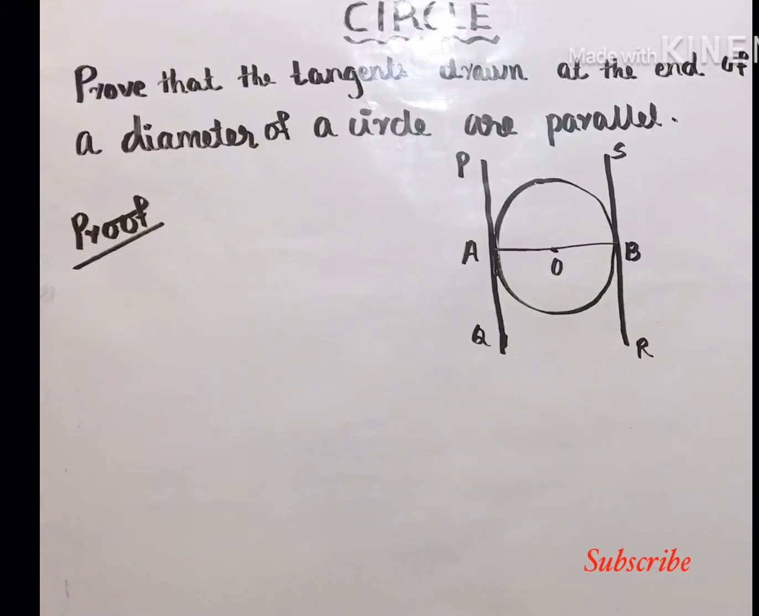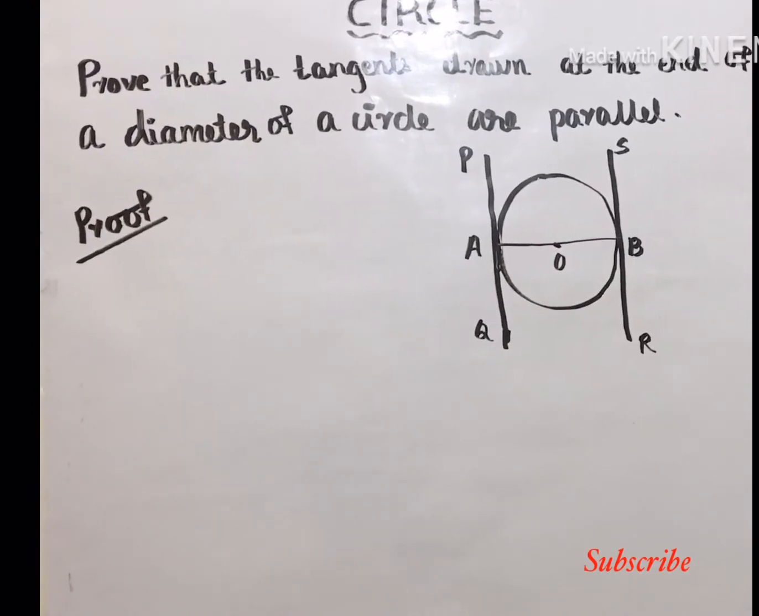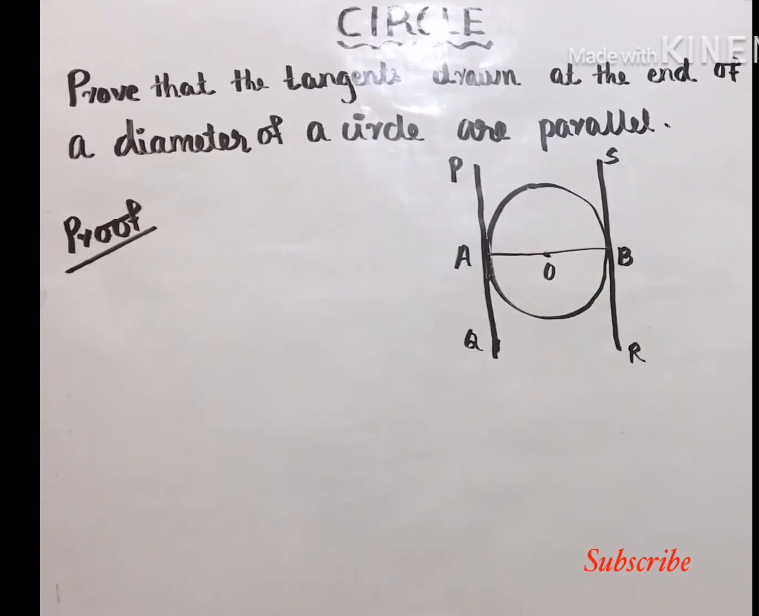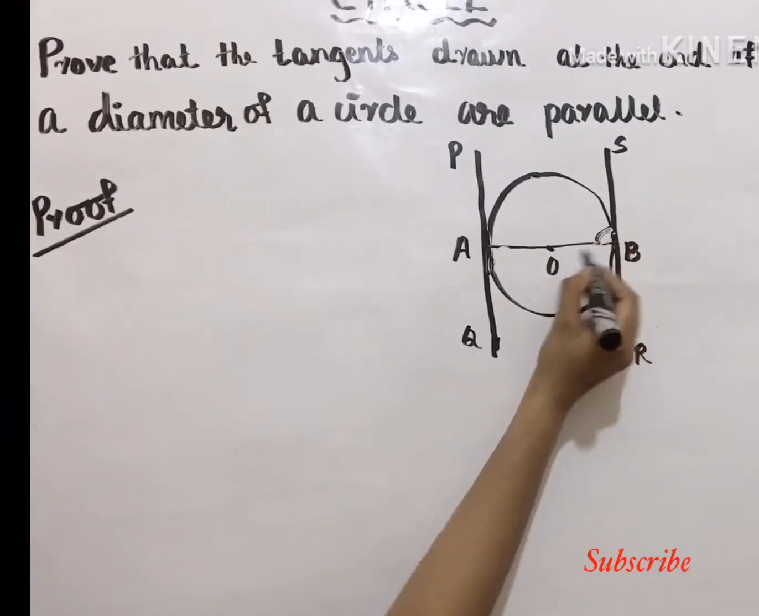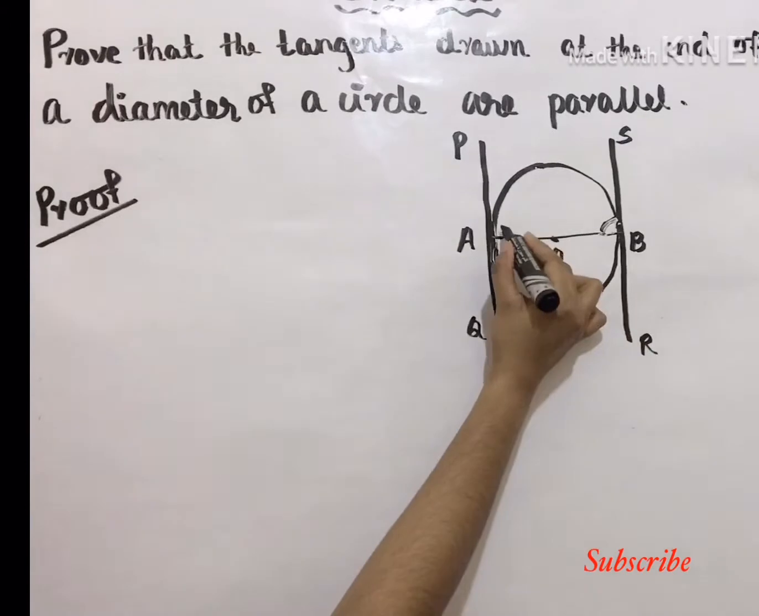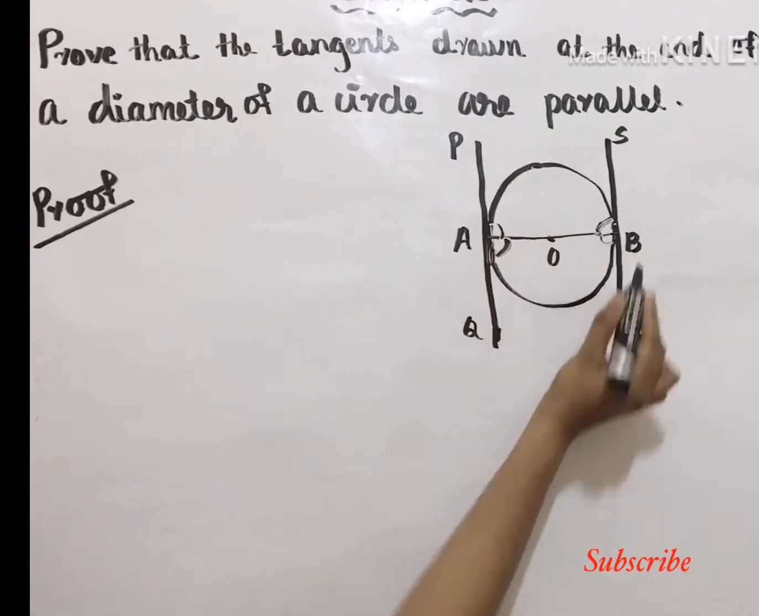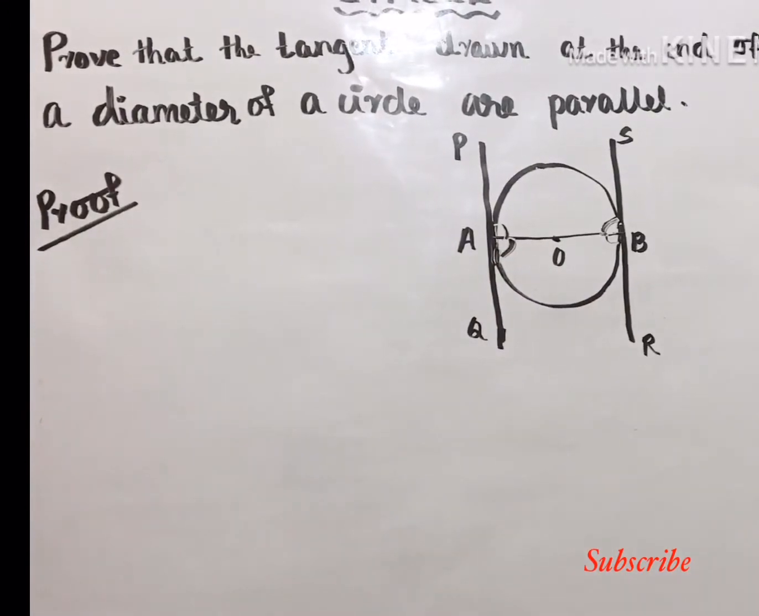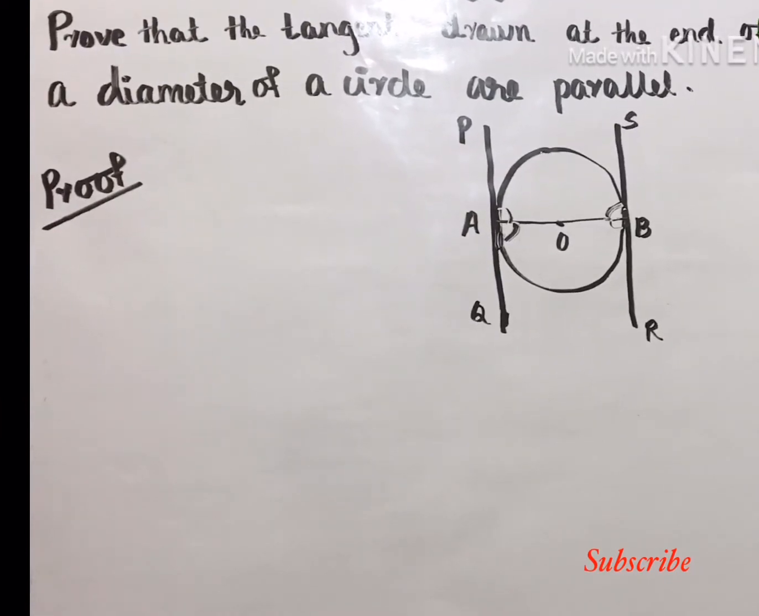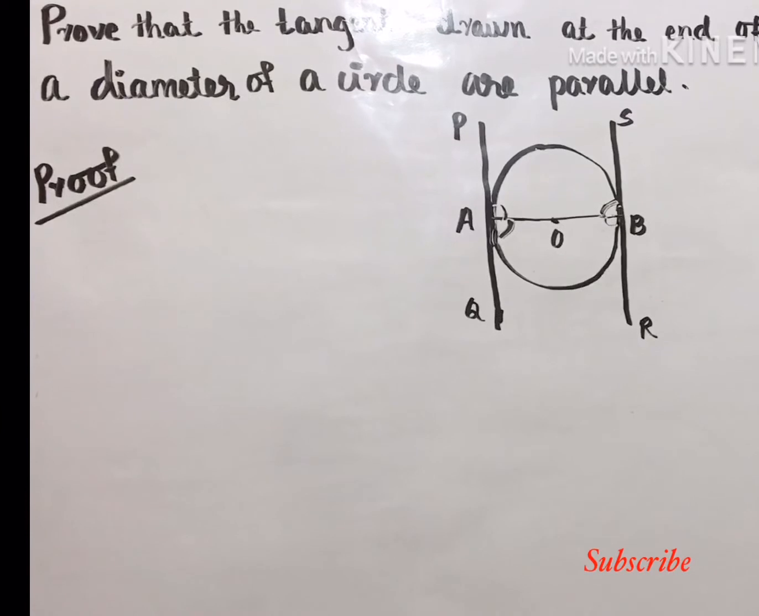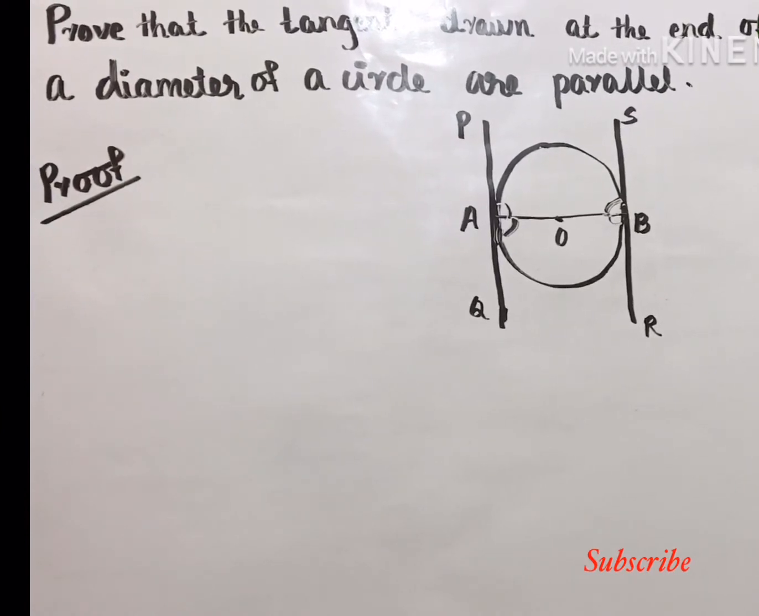So it is enough to show that the alternate angles are equal. That is, it is enough to show that this angle and this angle are equal, and also this angle and this angle are equal. If the alternate angles are equal, then we can show that the lines are parallel.